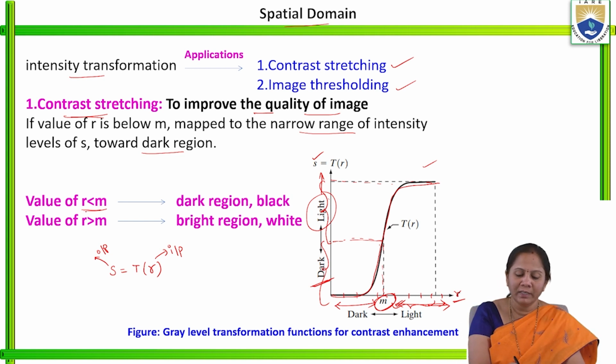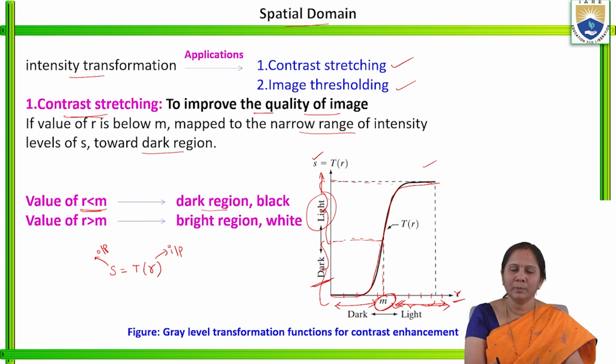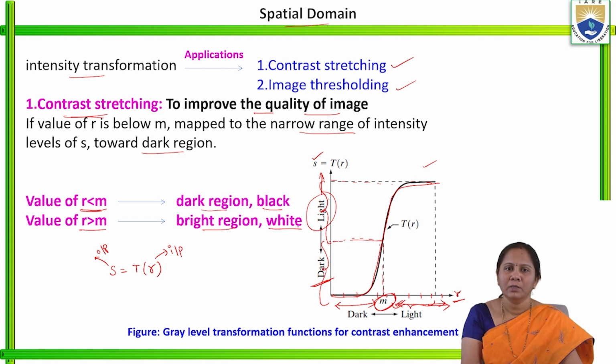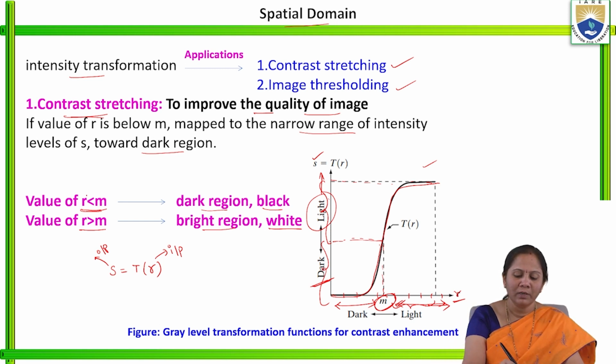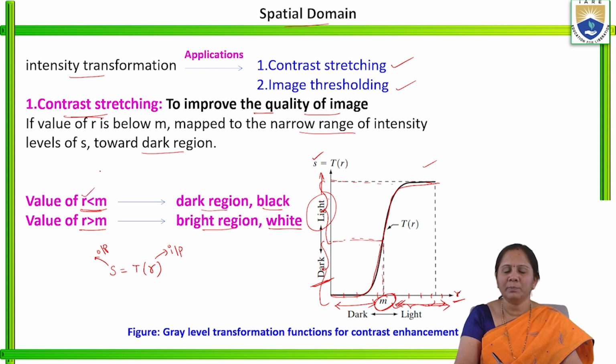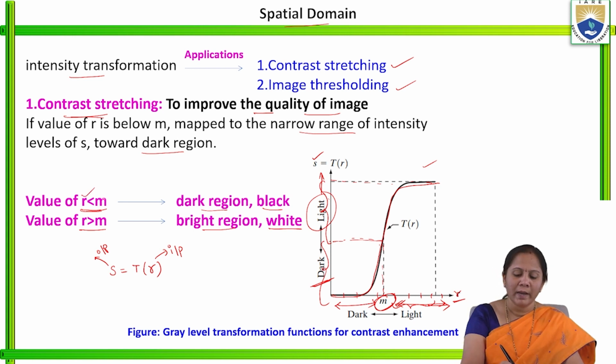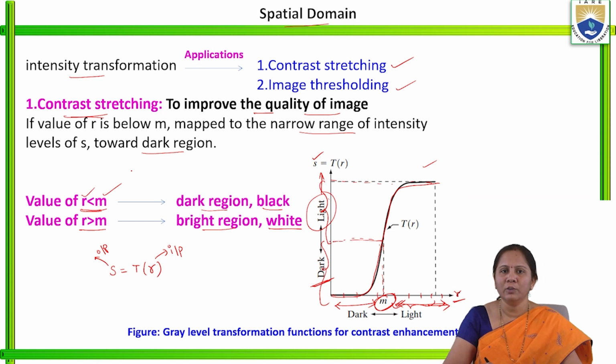So here it is clearly given: if the value of R is less than M, it is considered a dark region, and those particular pixels will be given as black. If the value of R is greater than M, that particular region will be represented as a bright region. Why? Because those pixels will be colored white. Now, this is how contrast stretching takes place. Here R represents the pixel values of the input image, and M represents the threshold value of pixel.